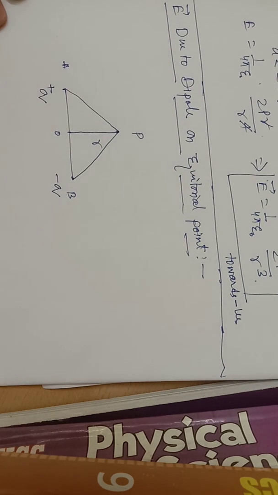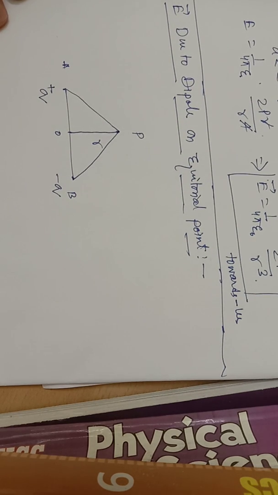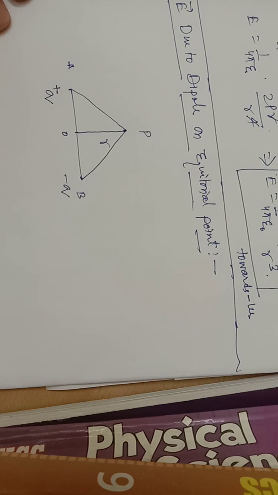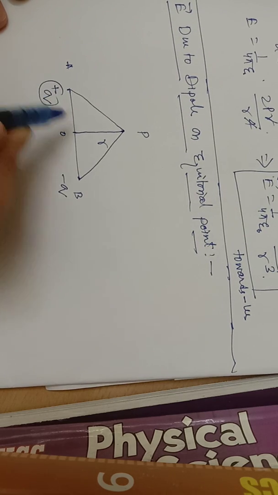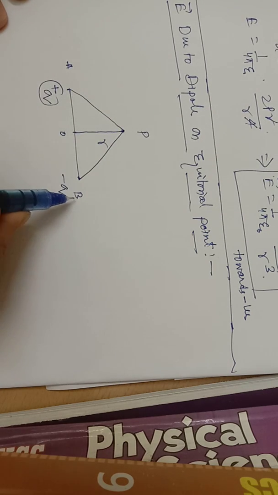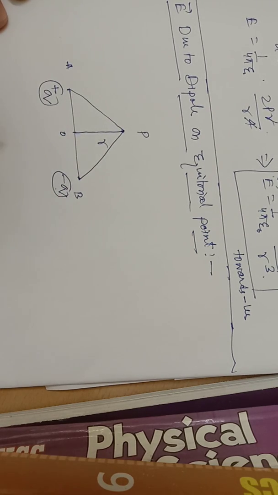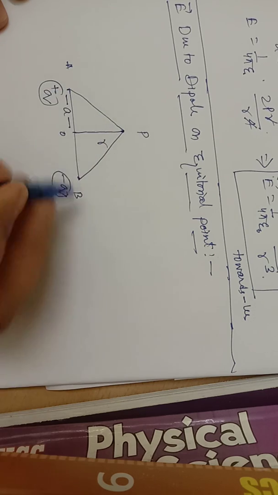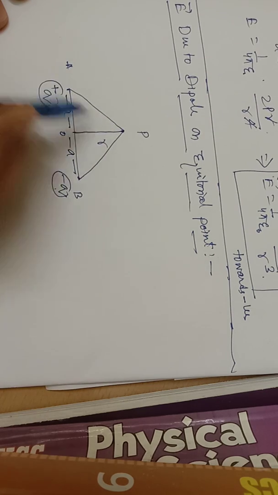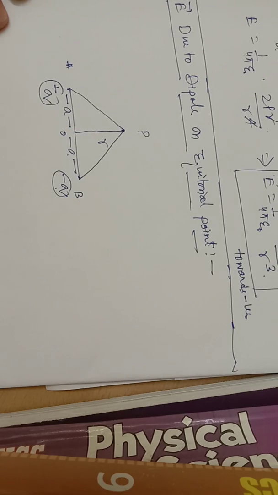So that was the electric field due to a dipole at an axial point. Similarly, we will solve it for the equatorial point. First we will find the electric field due to the plus q charge at this point, and then the electric field due to the minus q charge at this point, and we will then vectorially add them. Before going to this, we need to know the value of AP. Whatever the value of AP, the same will be the value of BP.